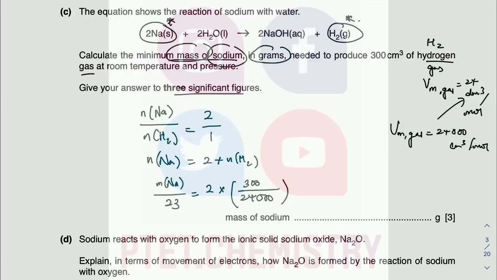It really depends on whether you're given cm cubed or dm cubed. Because I'm using cm cubed, that's why I'm dividing by 24,000 instead of dividing by 24, which is for dm cubed. Alright, move your 23 up there, put everything into your calculator, and you should get 0.575 gram, and that is 3 sig fig. Exactly. 1 sig fig, 2 sig fig, 3 sig fig. The 0 in front does not count.